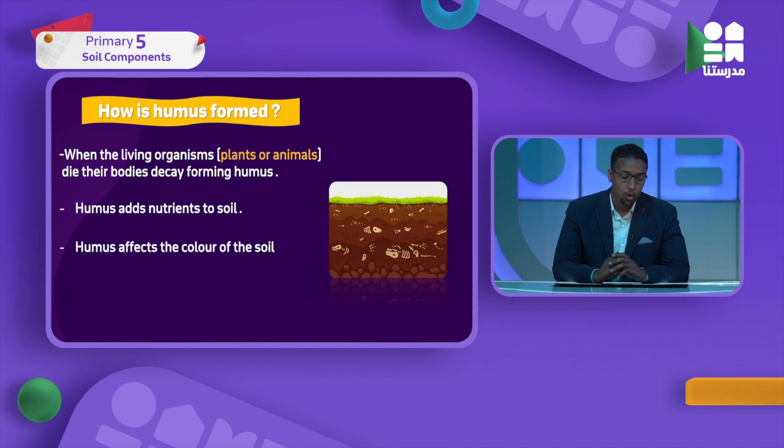Humus affects the color of the soil. Why? Because the color of humus is dark: brown, dark brown or black. That is why it affects the soil color and makes it dark brown or even black. By increasing the percentage of humus, the soil becomes darker.